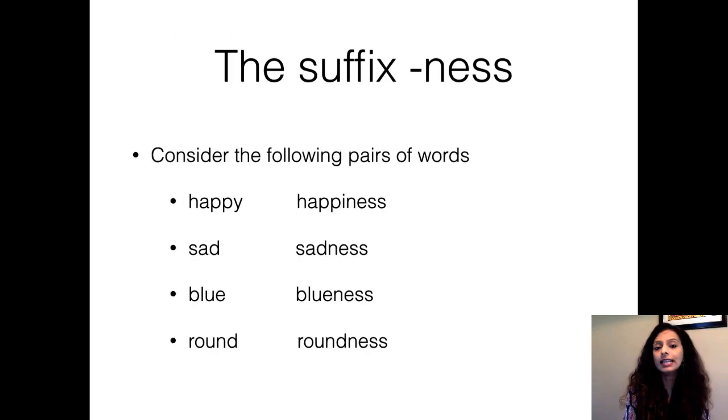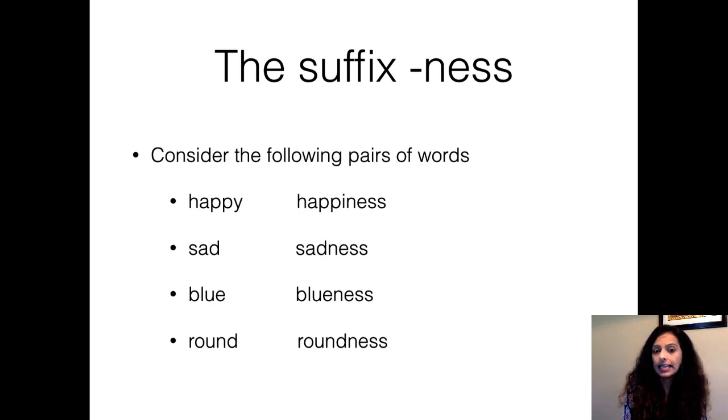Now you can look at different suffixes in English. So we will run through a couple of different suffixes of English, and we will see what kind of words they can attach with and what are the words that can be derived by attaching the suffix to another morpheme. So I want you to look at the words on the left hand side, and I want you to look at the words on the right hand side. Let's start with the words on the left hand side first. What is the part of speech of happy, sad, blue, and round?